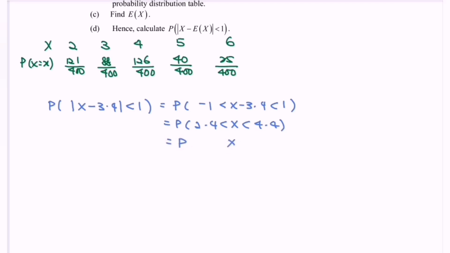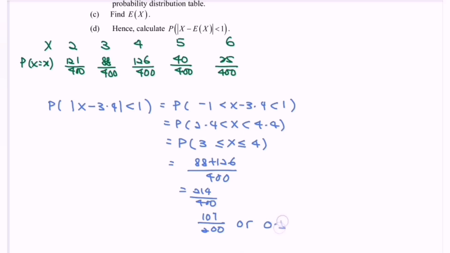Probability that X is greater than or equal to 3 and less than or equal to 4. So referring to the table, we have to sum up the 3 and the 4. So 88 plus 126 over 400. Simplify the situation, we have 214 over 400. If we simplify, we will have 107 over 200 or 0.535. That will be the answer for the situation. Probability that we have the modulus of X minus 3.4 less than 1.